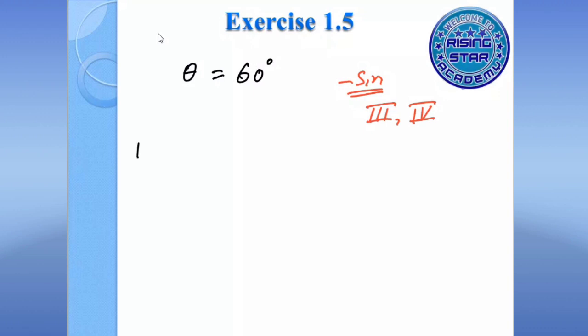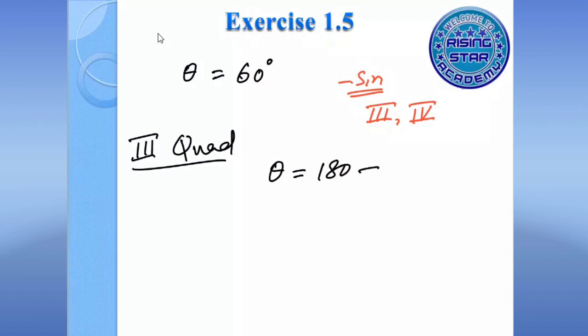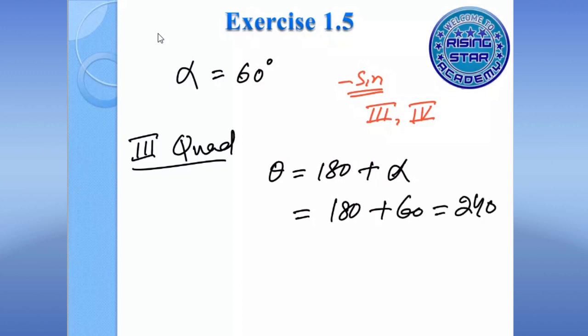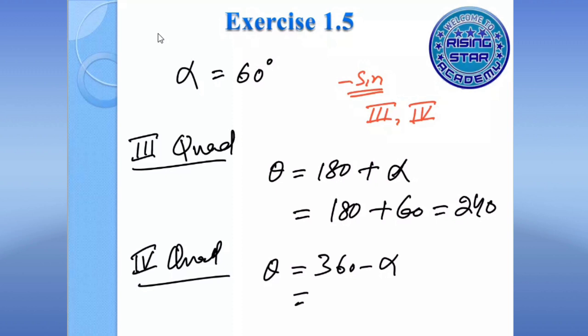For the third quadrant, we'll take theta is equal to 180 plus alpha. So now I would add 180 plus 60, that is 240. And for the fourth quadrant, we'll take theta is equal to 360 minus alpha. So 360 minus 60 would become 300 degrees.